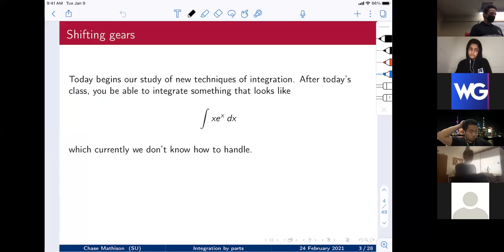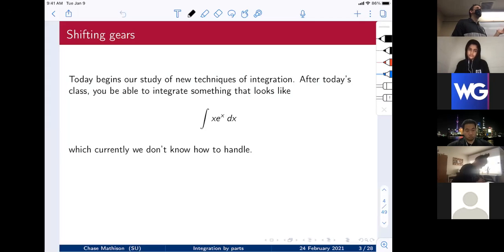So today we're going to learn how to integrate something that looks like the integral of x times e to the x, which comes up all the time. If you tried to do this integral right now, you would not know how to do it, right? It's not a u substitution problem. There's no composition of functions happening here.